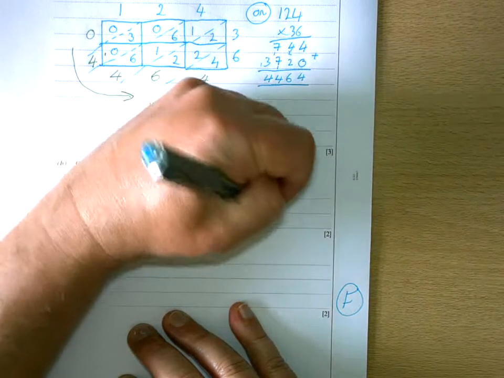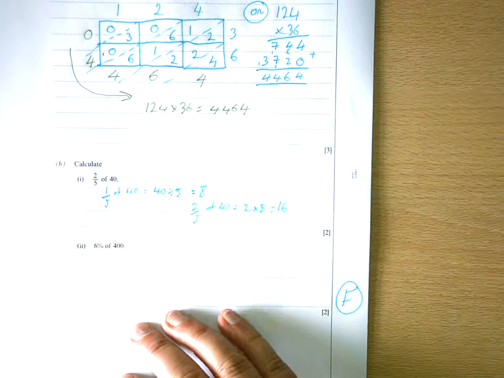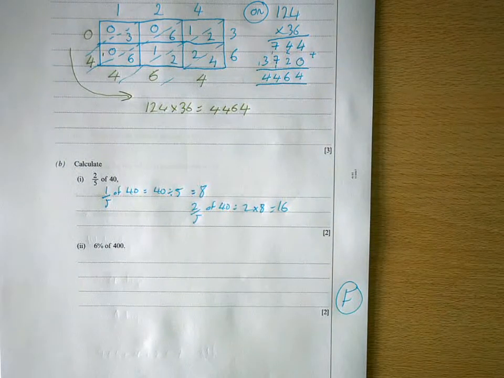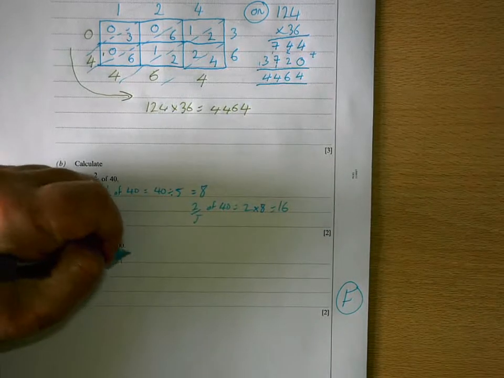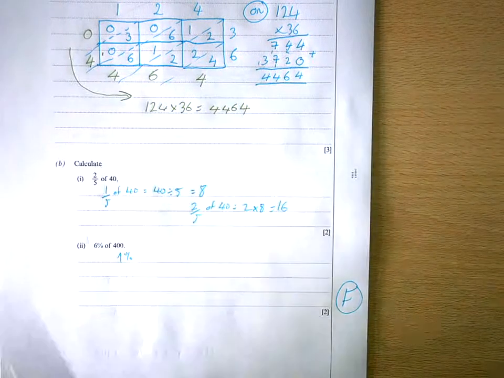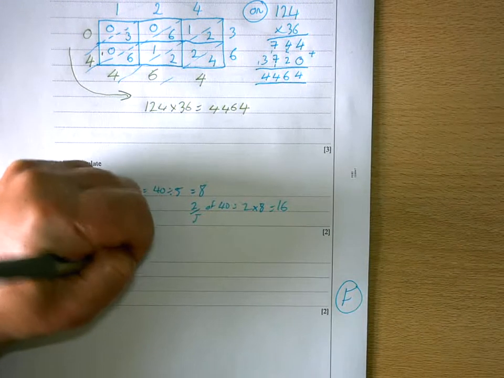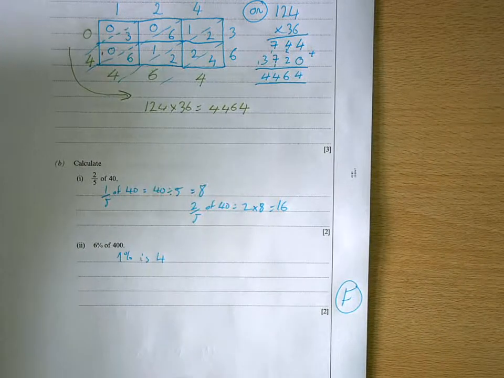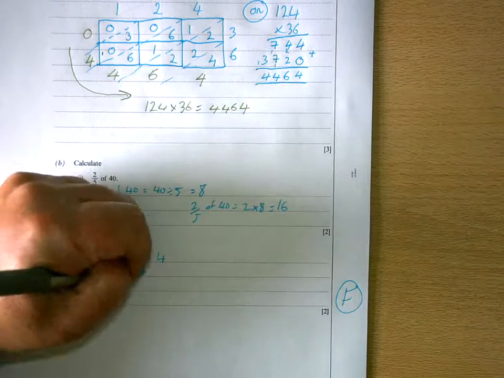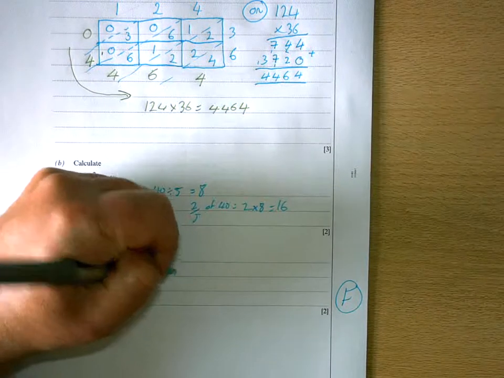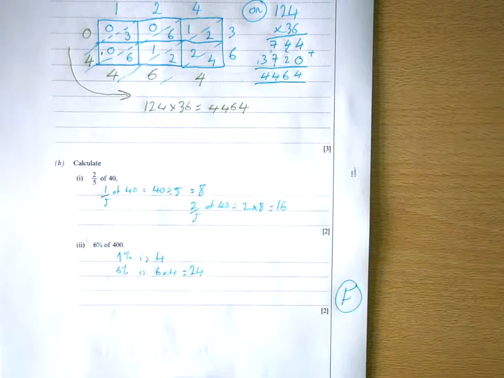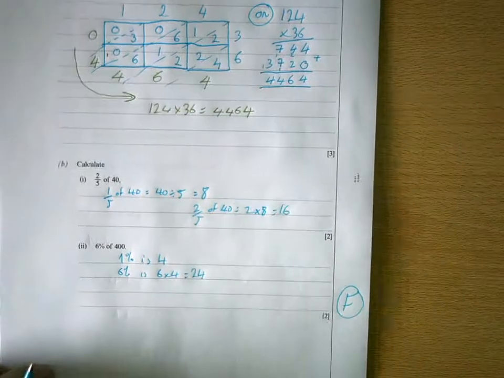Which is 16. So 1/5 of 40 is 8, so 2/5 of 40, 2 lots of 8, is 16. 6% of 400: find 1% by dividing by 100, so 400 divided by 100 would be 4. So 1% is 4, so 6% is 6 lots of 4, which is 24. So there we are, that's our F grade.